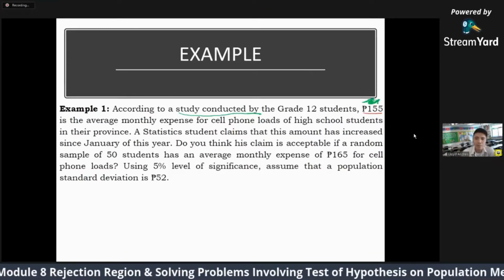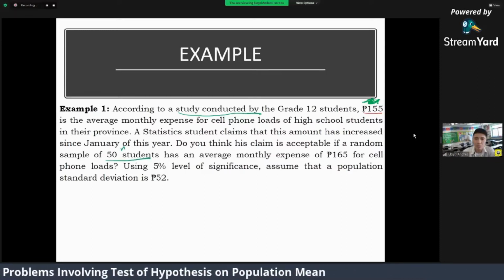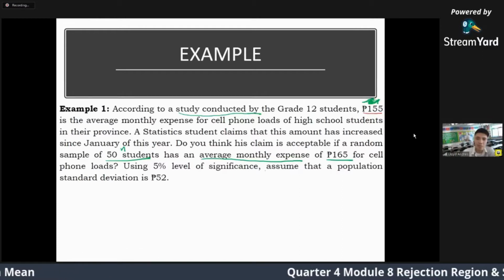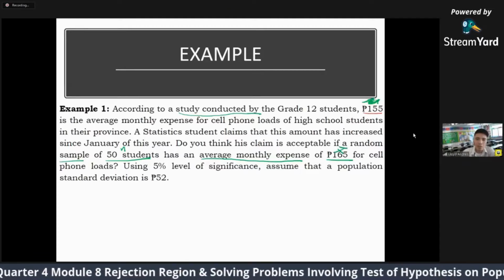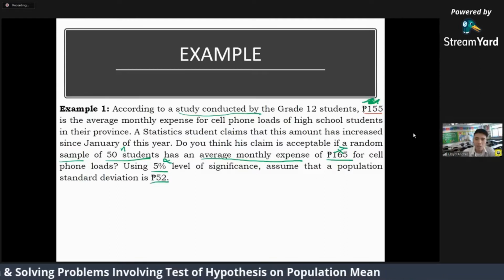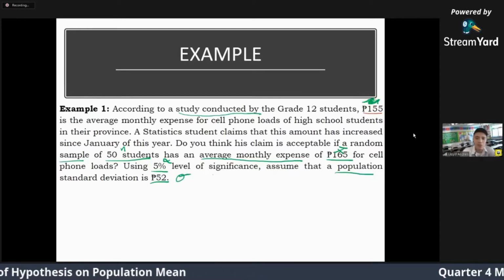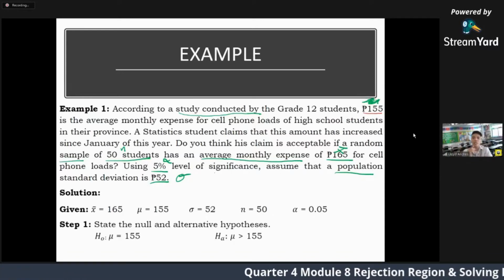And then, kaning sample of 50 students, this is our N. Kaning average monthly expense nga 165 is another mean, but this time, based man sa sample. So, sample mean is yan. And then, we have 5%, so this is our alpha. And then, standard deviation, assume that the population standard deviation, so klaro, sigma na siya.